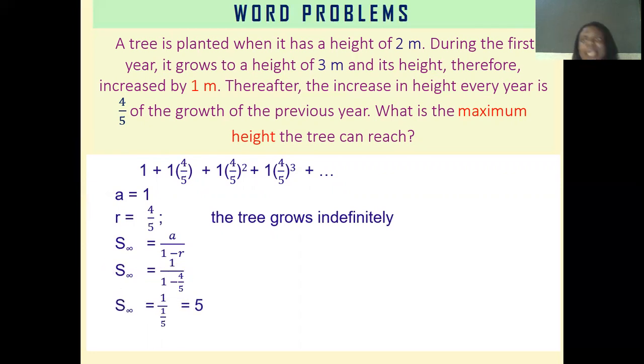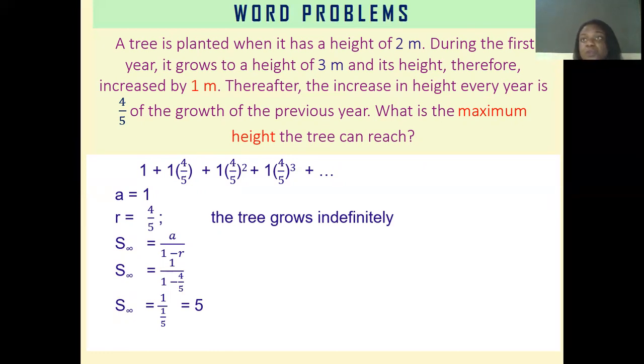Now, there's a temptation to stop here and say, oh, the sum to infinity is 5, so the maximum height of the tree is 5. No. The maximum growth was 5. It grew by 5 meters, even up to infinity. But the tree was already 2 meters tall. Or do you want to take that 2 meters away from the tree? That's not possible. The tree was already 2 meters tall. There's no way you can get rid of that.